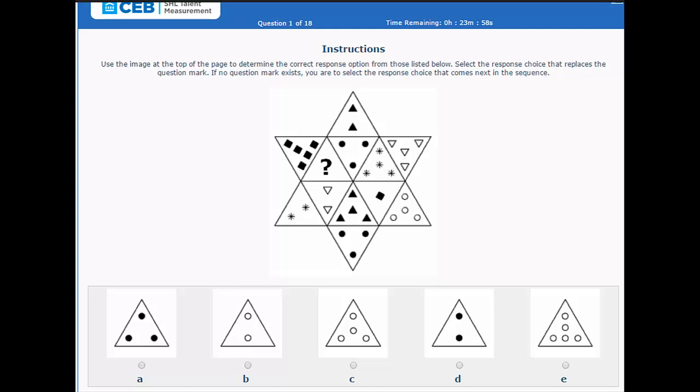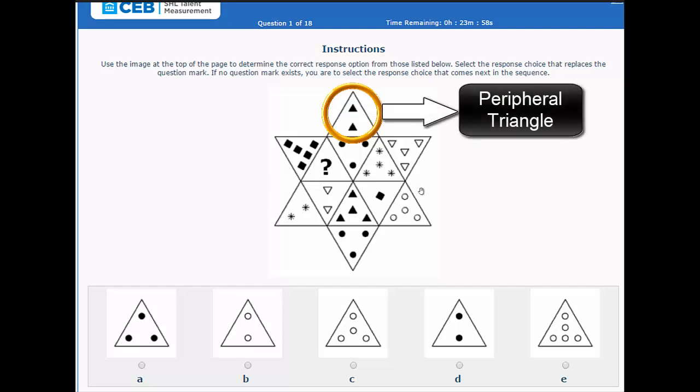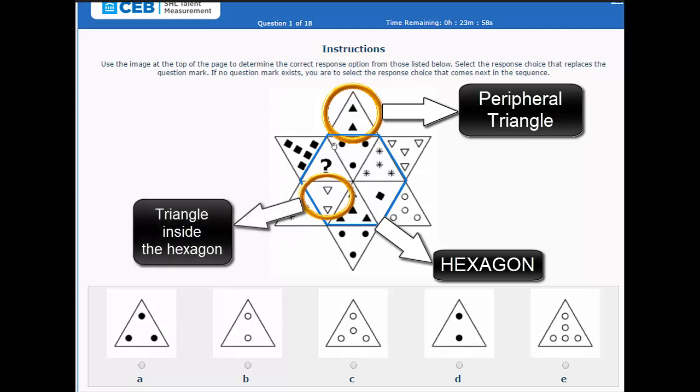As we can see, in this example, we have a complex star-shaped object. Delving a little bit deeper, this sophisticated shape is composed of 6 triangles located in the periphery of a hexagon and another 6 triangles inside the area of the inner hexagon. Now, we need 2 patterns in order to find the solution to this task.